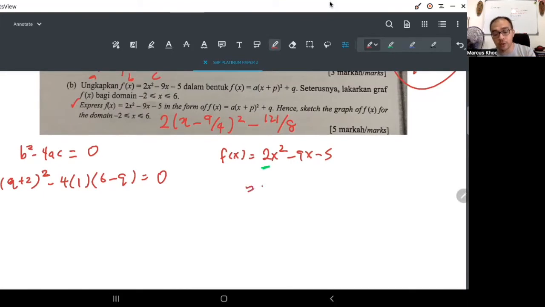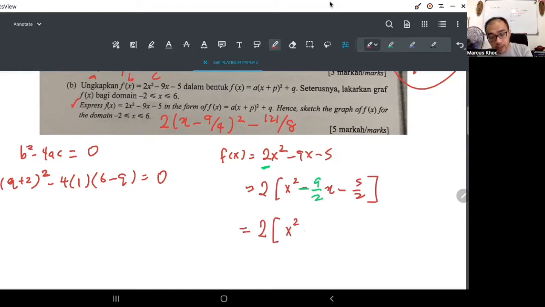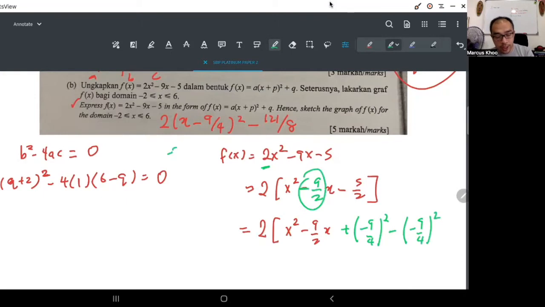So when you factorize the 2 out, you will get x squared minus, okay, this is the one that you want to complete the square, minus 5 over 2. Okay, so this 9 over 2, sorry, negative 9 over 2, is the one that you want to complete the square. So 2x squared minus 9 over 2x. Okay, then you plus negative 9 over 4 squared minus negative 9 over 4 squared. Okay, how do I get this? This one. So negative 9 over 2 divide by 2. Okay, I'll get negative 9 over 4. Then all I need to do is just square.